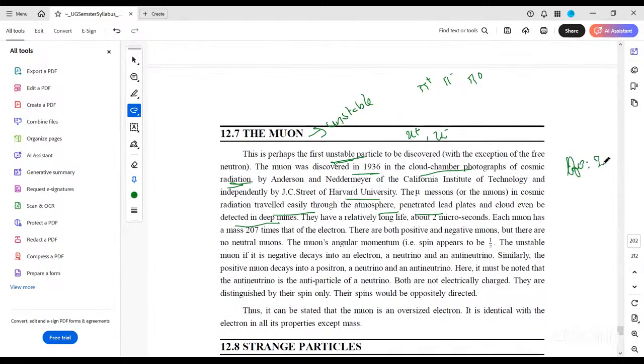Its lifetime is 2 microseconds. The pion's lifetime, we said, is 10 to the power of minus 15 seconds, as taken previously. The muon's lifetime is 2 microseconds. Again, this is an unstable particle.